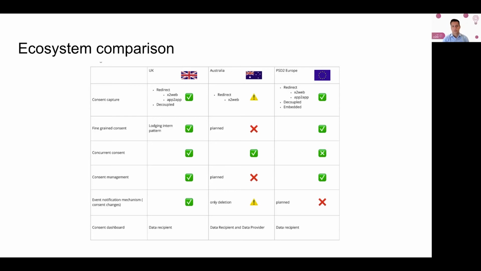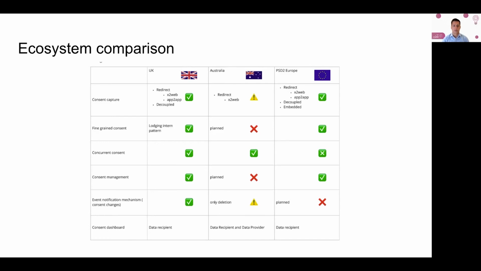Redirect has two flavors: traditional web-to-web or anything-to-web, and app-to-app. App-to-app is important because nowadays the majority of new applications come in the form of native apps, and users also tend to authenticate or use their banking services via native apps. Australia has implemented only anything-to-web. The United Kingdom implemented anything-to-web, app-to-app, and the decoupled approach, which gives more options to users and data recipients.